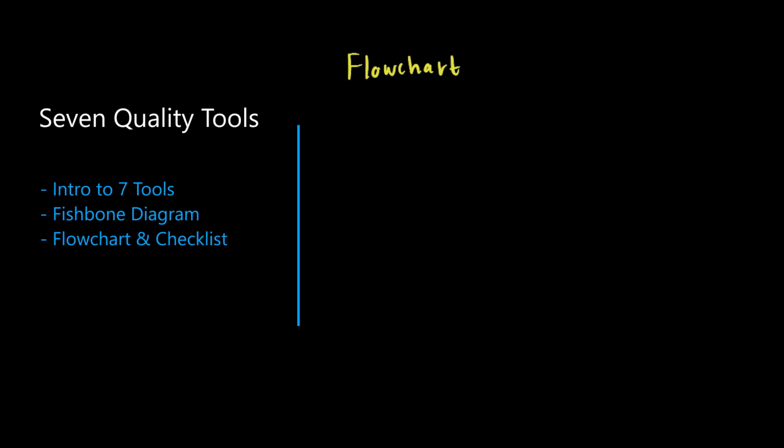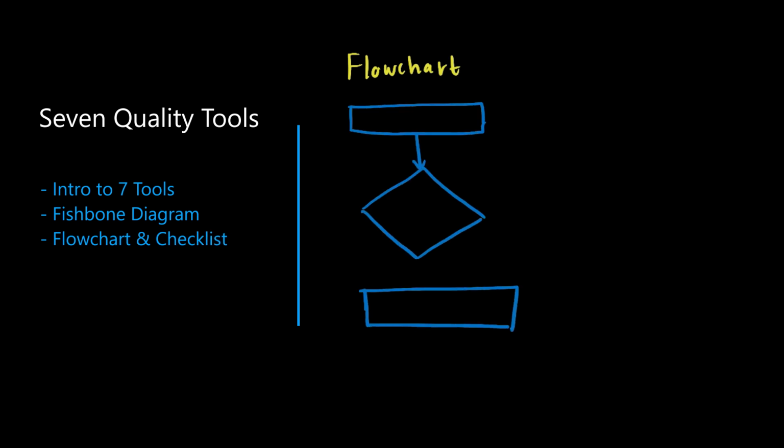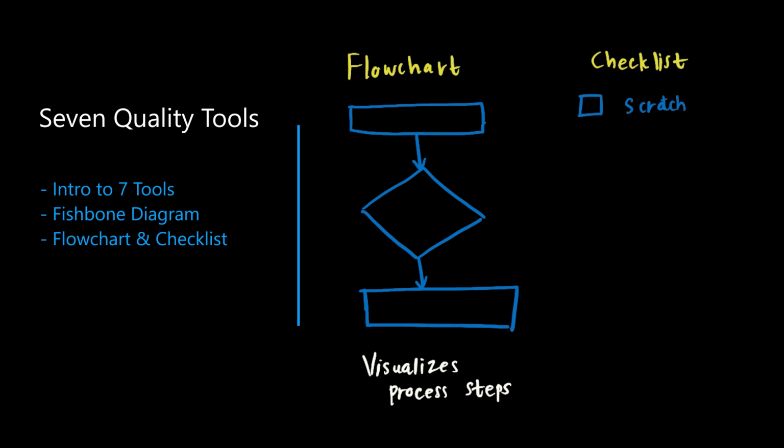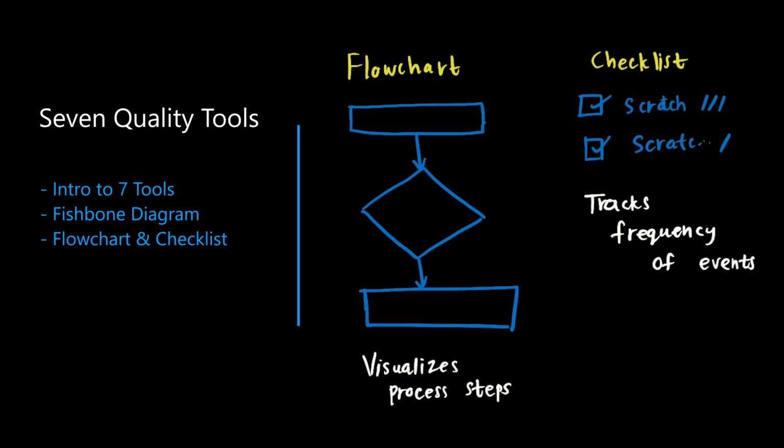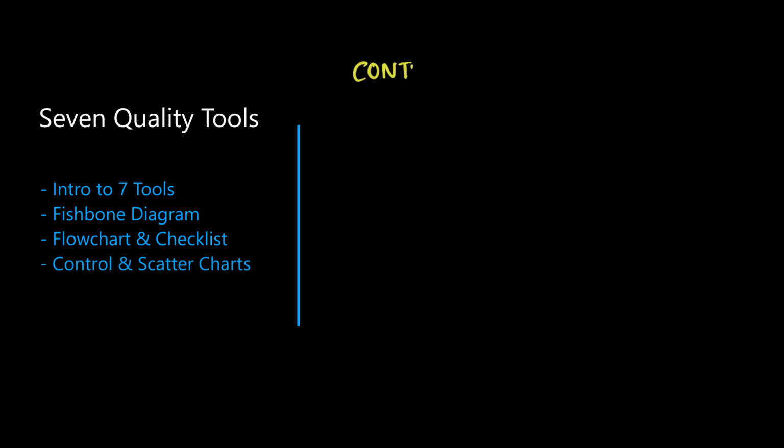Second is the flow chart. It's simply a picture of the steps in a process. It's great for visualizing the process to find bottlenecks, redundant steps, or points where errors are likely to occur. Third is a checklist. This is a very simple form for collecting data, often with just tally marks. It's used to track the frequency of events, like the number of times a certain type of defect occurs per day. Fourth is the control chart.